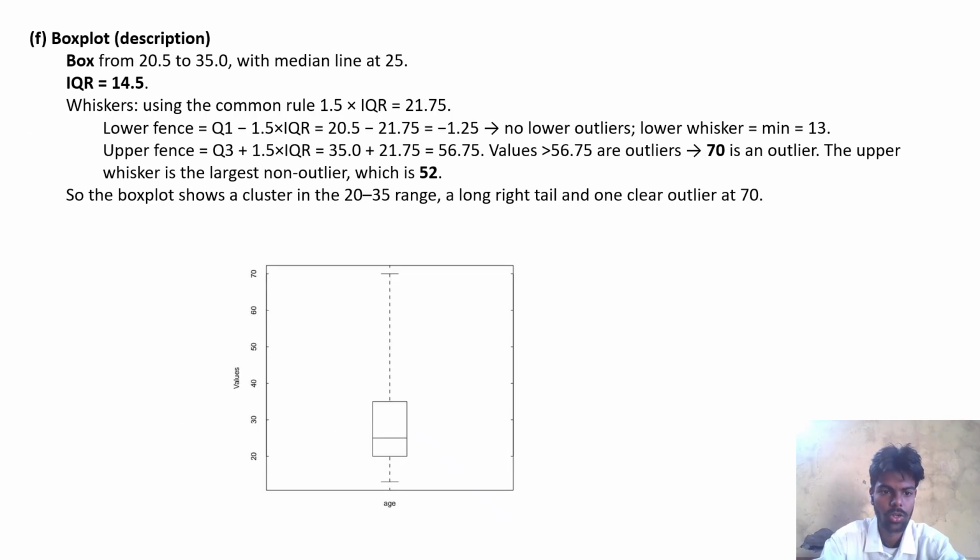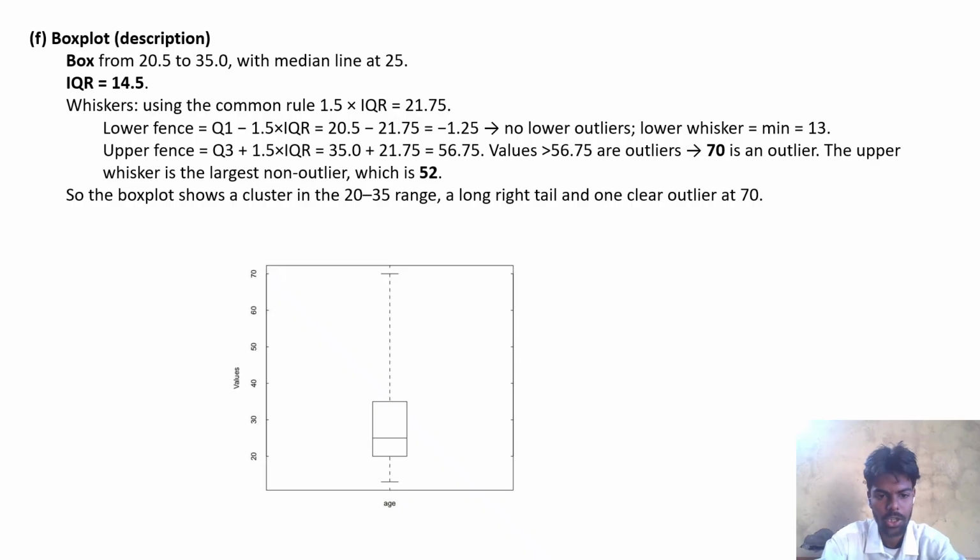Next, we have F, to calculate the box plot. Box plot from 20.5 to 35 with a median line of 25, IQR 14.5. Whisker using the normal rule, 1.5 times IQR, that gives us 21.75. Lower fence, Q1 minus 1.5 times IQR, gives us the value of minus 1.25. No lower outlier; lower whisker minimum equals 13.